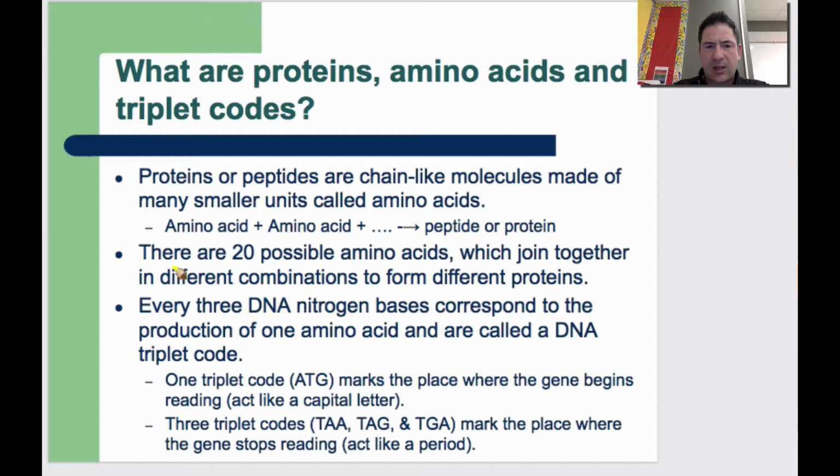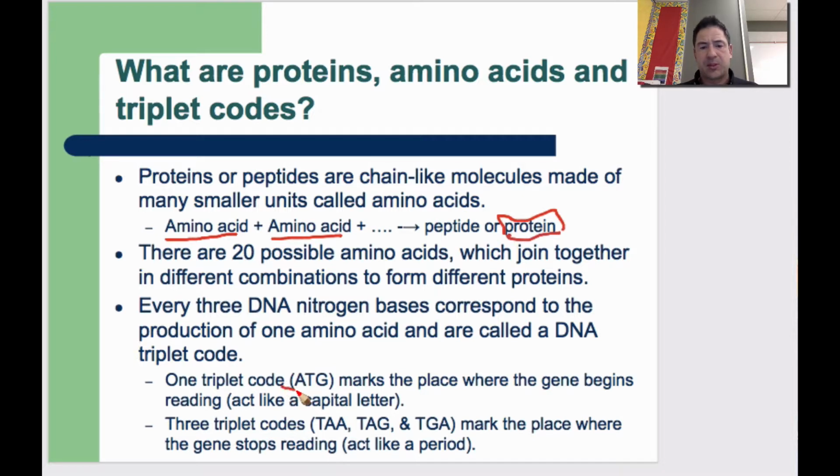So basically what's going to happen here is we are going to see an amino acid plus an amino acid plus potentially more amino acids eventually produce a peptide or a protein. Basically, we're building proteins. We use our data booklet for this, and everyone should have a copy. There are 20 possible amino acids, and they join in different combinations to make a variety of different proteins. Whatever the sequence is will produce different proteins.